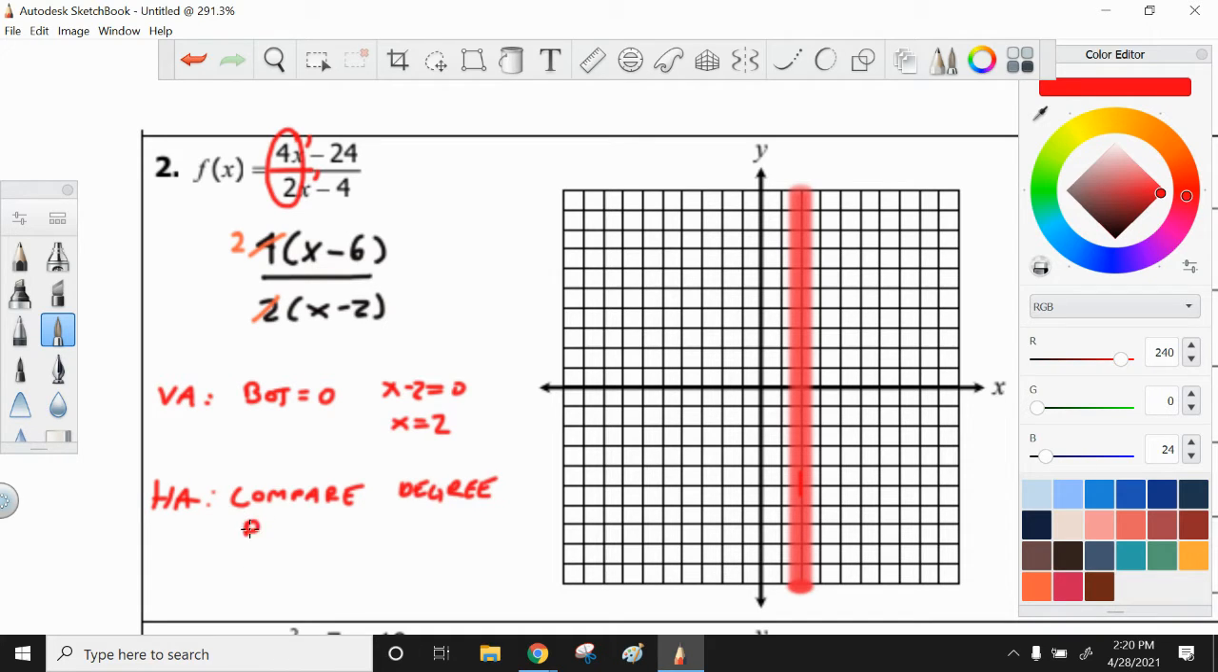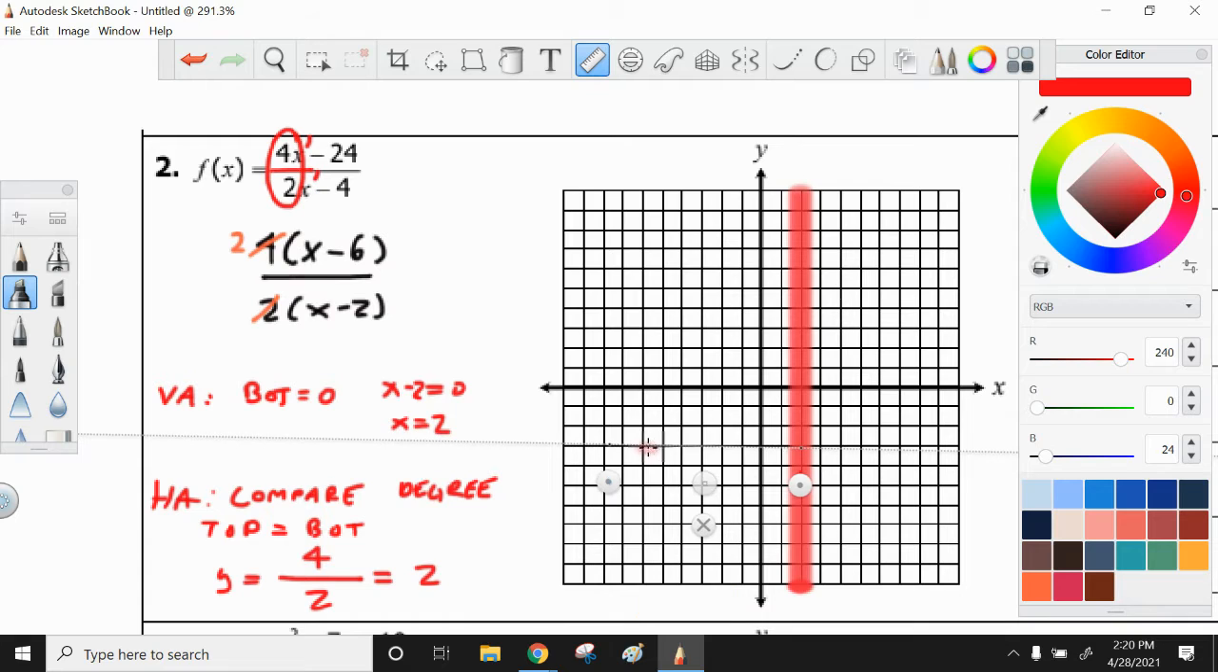So for horizontal asymptote, I need to compare degrees. I've found that top equals bottom. And so y equals LC over LC, which is 4 over 2, which is just 2. So interestingly enough, I'm going to have a horizontal asymptote at y equals 2. So I've actually got 2 for both my asymptotes. Just a coincidence.